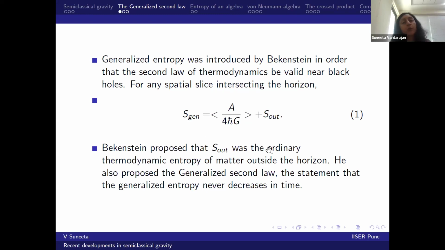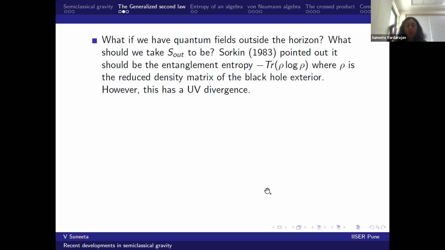So it may be that when you throw the cup of tea, the outside entropy has decreased, but the area of the black hole increases and more than compensates for the decrease in the outside thermodynamic entropy. So the statement of the generalized second law is that this generalized entropy, this combination, never decreases in time. Now, this is an important statement. Can we prove it? And before we prove it, we should ask a deeper question.